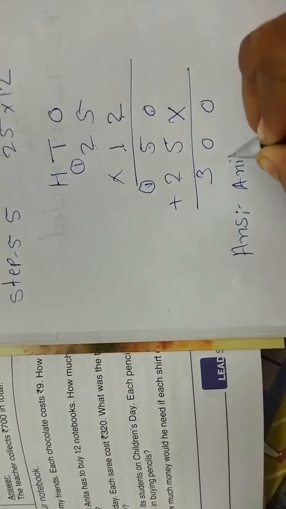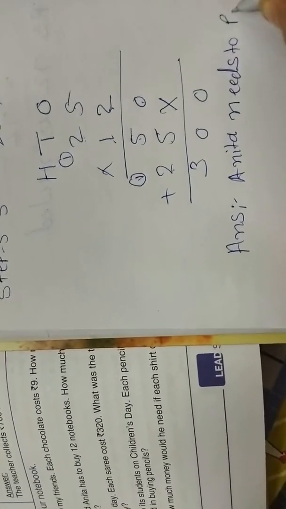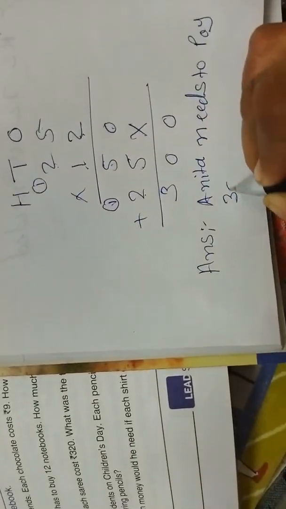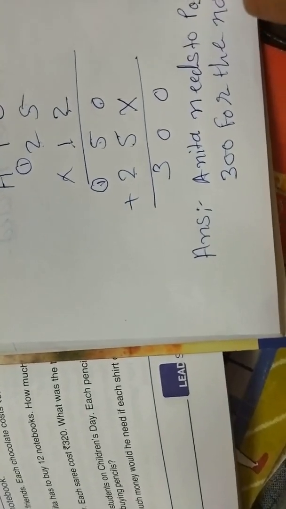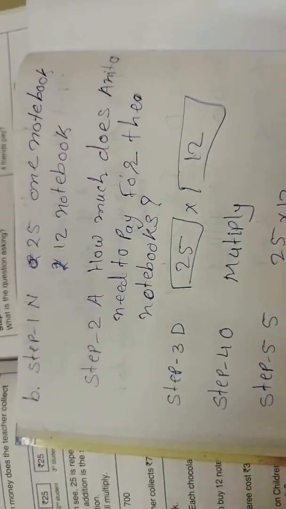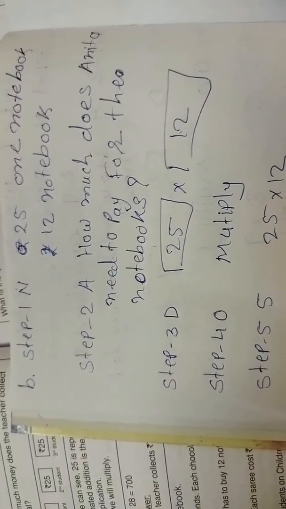Anita needs to pay rupees 300 for the notebooks. Now look at these 4 steps everyone and write it down in your notebook. I'll give you 1 minute. You have to complete your work.